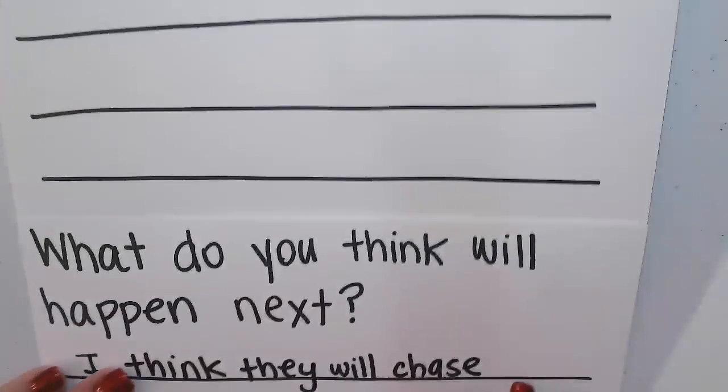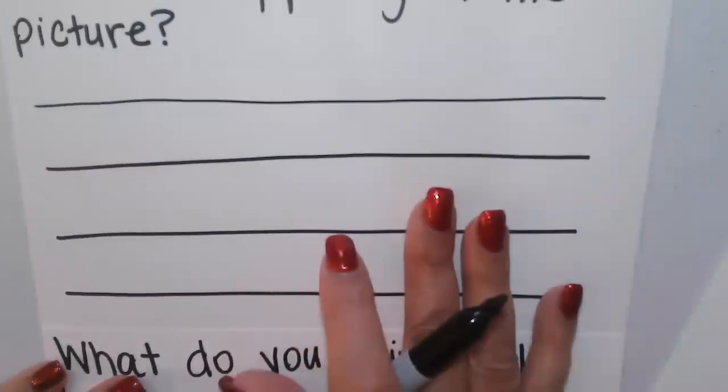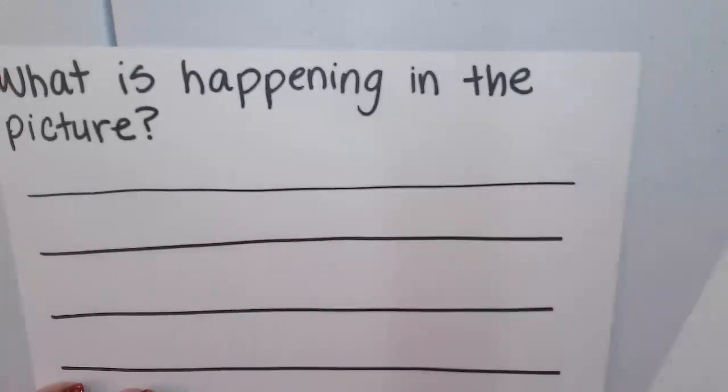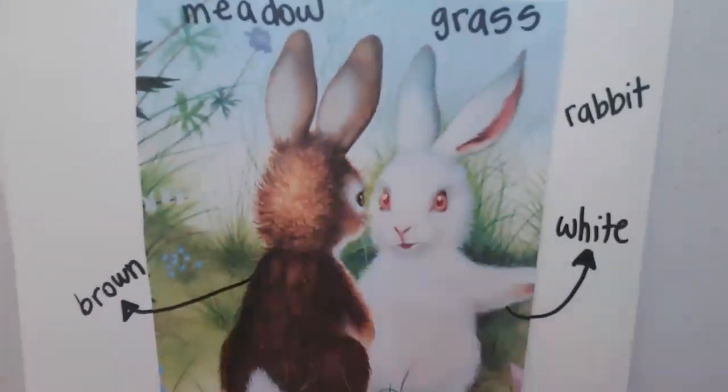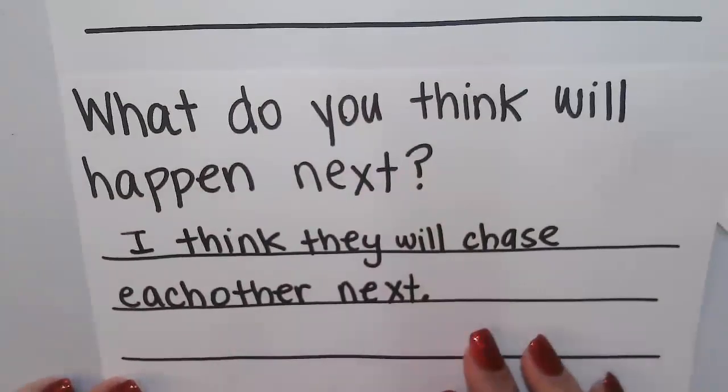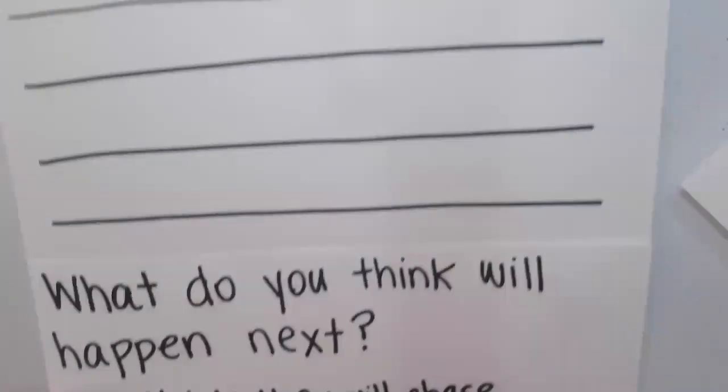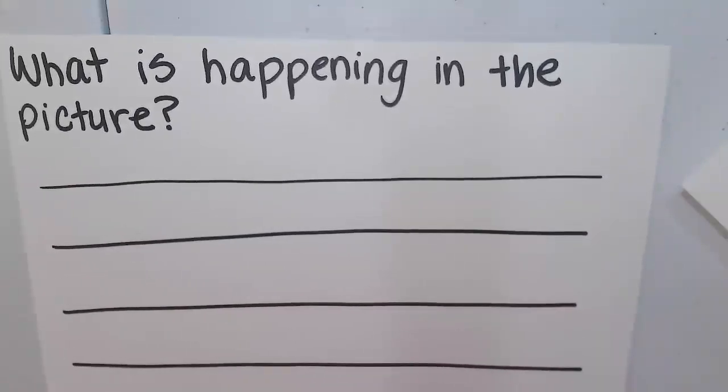So now I want you to go ahead and take your writing. On top, you wrote what is happening in the picture. And on the bottom, you wrote what you think will happen next. And I want you to upload it to Google Classroom or however your teacher wants you to do it.